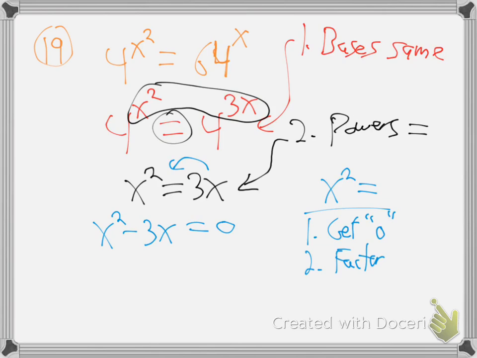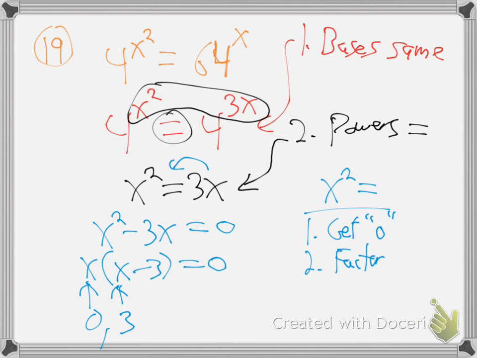Factor, how do I factor that? Take out an x. So what'll make that 0? 0. What'll make that 0? 3. 0 and 3 are the answers. We are done. So there's 2 answers this time. Both answers with a comma. 0, 3.